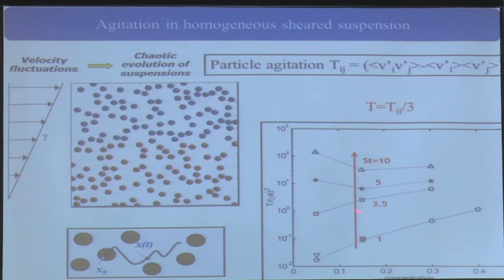Usually when you are in that regime, this is liquid-solid suspension or emulsion, so there's low agitation due to the collision. And when you are in that regime, this is usually gas-particle suspension, where the particles are moving like balls. Okay.